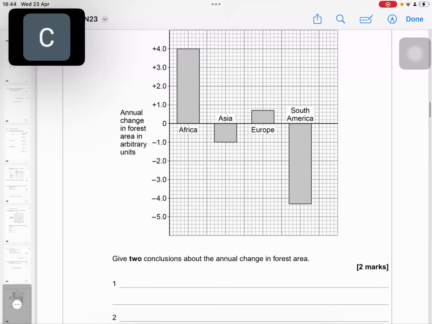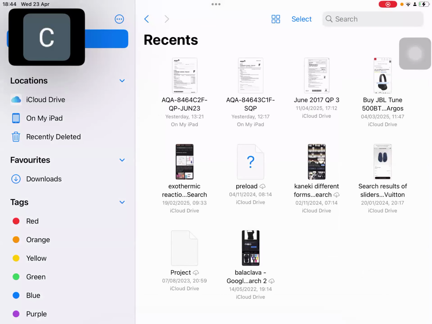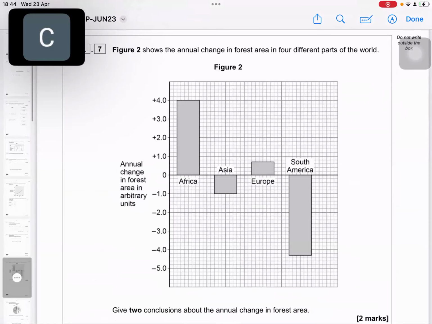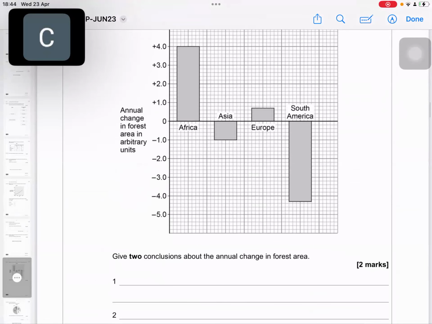It says, this is a graph. Annual change in forest area in arbitrary units. It says we should give 2 conclusions about the annual change in forest area. It seems to me like in Africa, we had an increase.